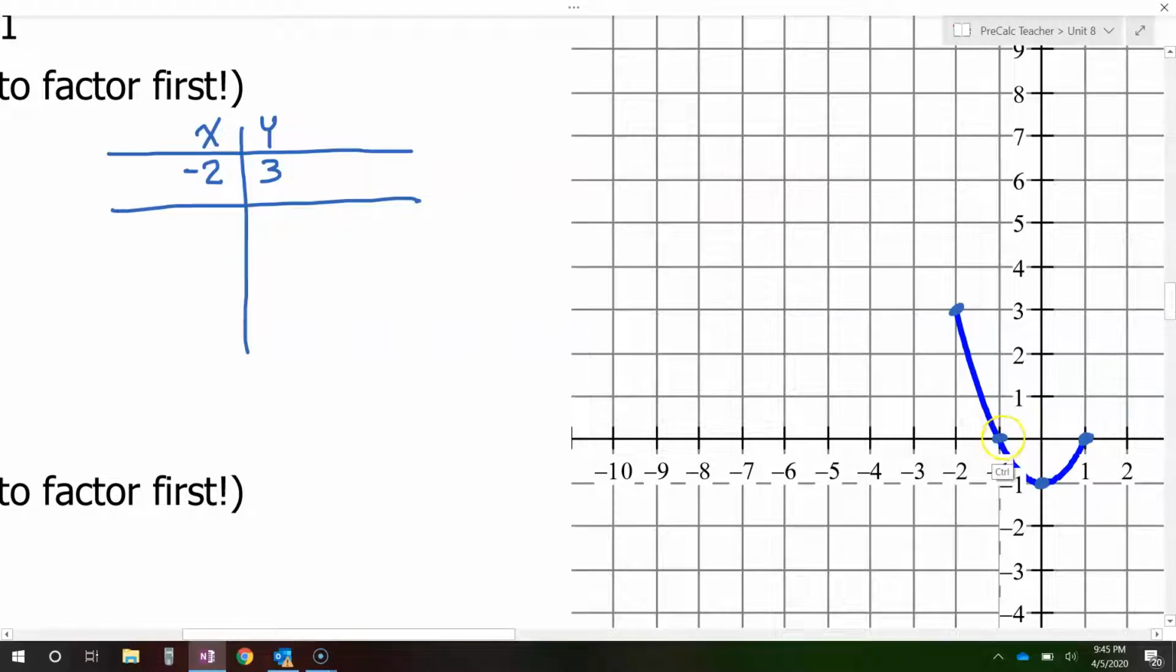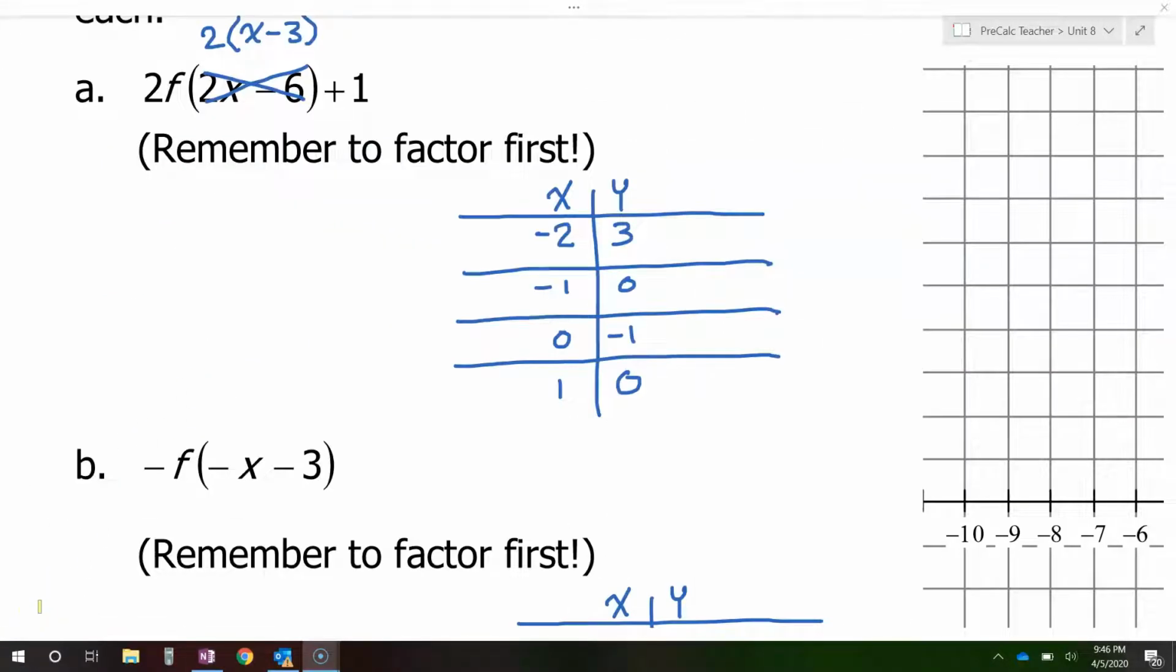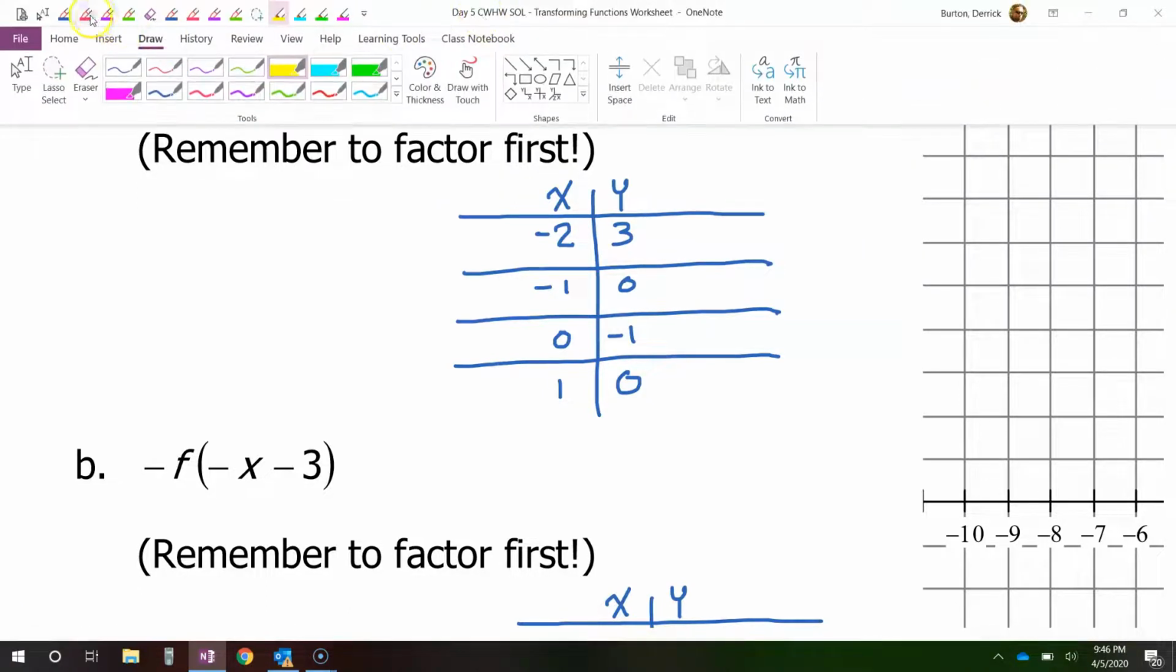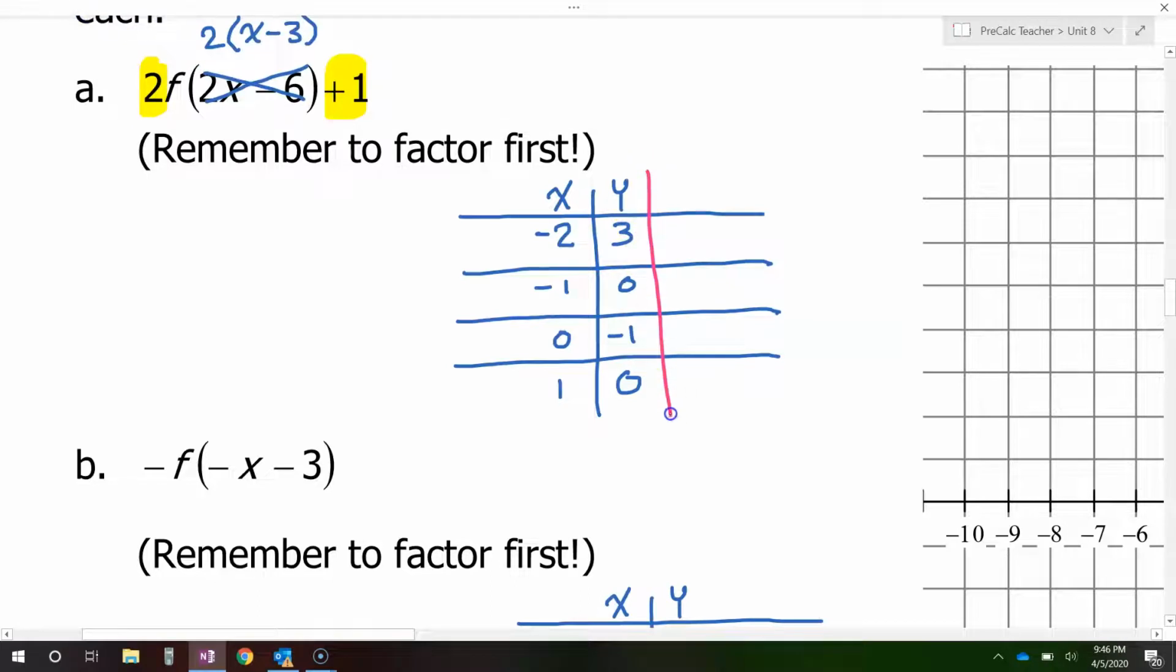And then we have negative 1, 0. And then we have 0, negative 1. And then we have 1, 0. Remember, everything happening outside the function is happening to the y values. So that's why my new y value is going to be 2y plus 1. So I'm going to be doing 2y plus 1 for my new y values.